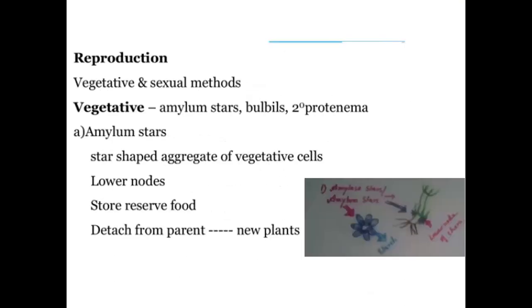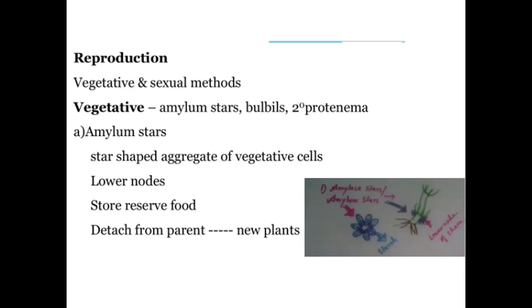Now we will pass on to reproduction. In Chara, there are two types of reproduction. First one is vegetative reproduction, and the second one is sexual reproduction. First we will study vegetative reproduction. In vegetative reproduction, there are three types: first by amylum stars, second by bulbils, and third by secondary protonema.